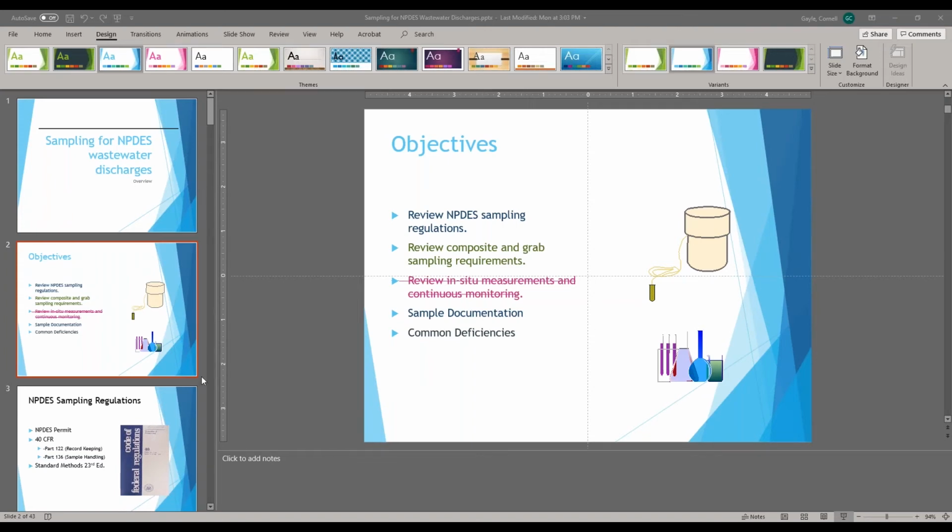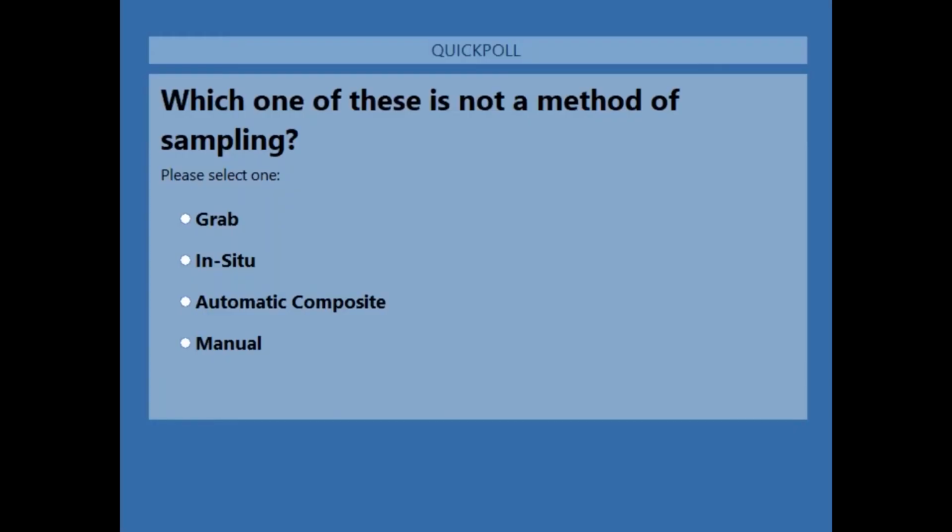I will launch it now. And this is: which of these is not a method of sampling? So if people would quickly, I'd like to get through these and move Cornell along. So we'll give people about 30 seconds or less.